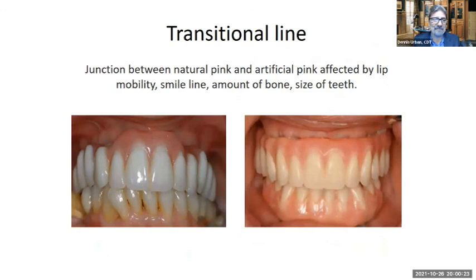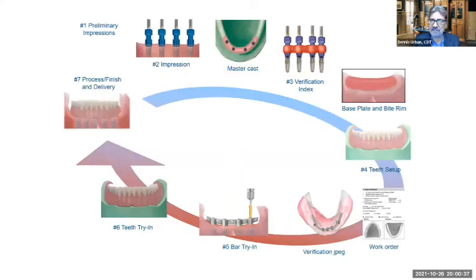With that, we also have to look at the transitional line, the junction between natural pink and artificial pink, the mobility, the smile line, the amount of bone. Everything has to be taken into consideration, and all this can be designed with digital technology. We still have to follow the correct protocol in making these dentures, from the preliminary impression to the verification index, the complete setup. Then we send it out to get milled, and we do another try-in after the bar is milled, and then we finish and process. So just follow that protocol. Don't take any shortcuts, and you'll have a successful case.